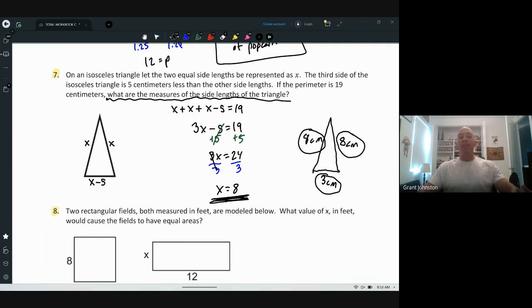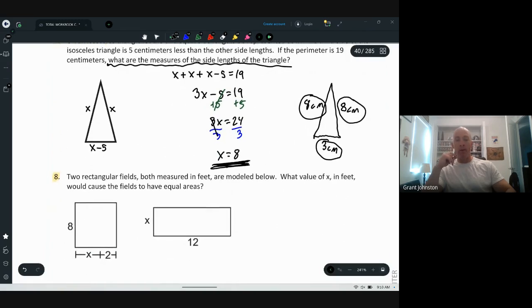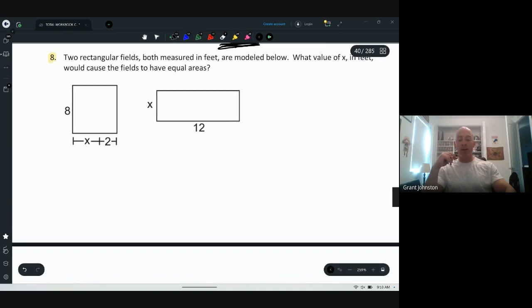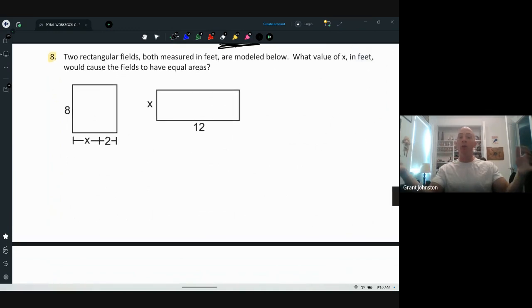Okay, number 8, I'm just going to set up for you, but I'm going to let you do it. Okay, it says 2 rectangular fields, both measured in feet, are modeled below. What value of x in feet would cause the fields to have equal areas? So really the only prerequisite here that you need to understand is that to find the area of a rectangle, you do length times width, or base times height, whatever you want to call it.